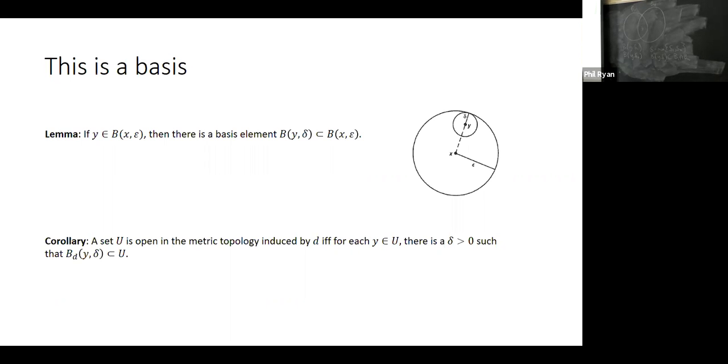And as a corollary of that, we have a really, really useful criterion that we can use to determine whether a set is open or not. This is the standard way that you show anything is open. A set is open if and only if for every element y of the set there's a delta greater than 0 such that the ball centered at y with radius delta is contained in the open set. That is super useful.